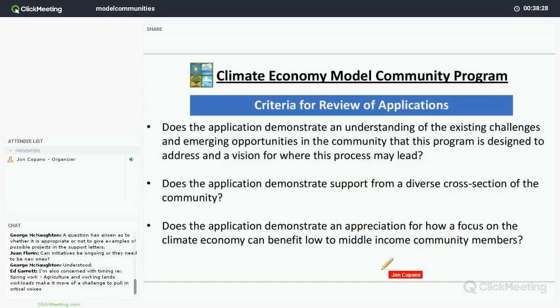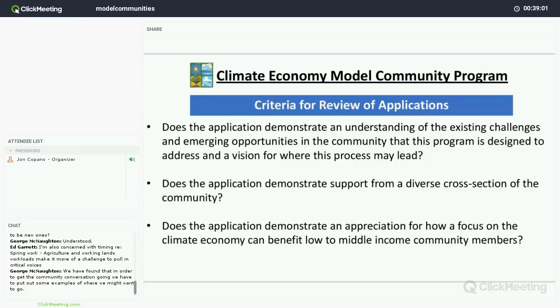So the criteria for the applications, this reiterates what's in the RFP, but let me just refresh those. Does the application demonstrate an understanding of the existing challenges and opportunities in the community that this program is designed to address? And is there some vision of where this process may lead? Does the application demonstrate support from a broad cross-section of the community? That's an important one.